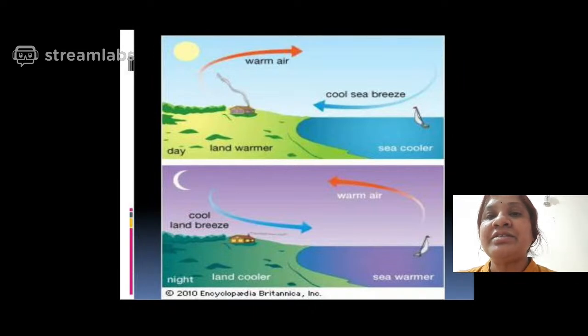How is the land breeze created? During night, the land releases heat faster than the water. The air above the water is warmer and moves up over the ocean. As a result, low pressure is created above the level of the sea, and hence the air moves from land to the water. Hence it is called land breeze.